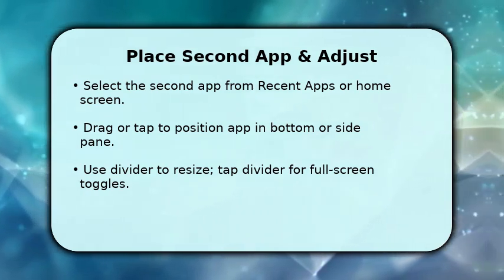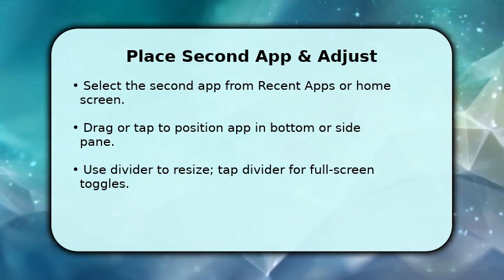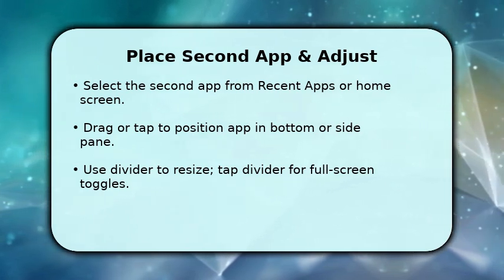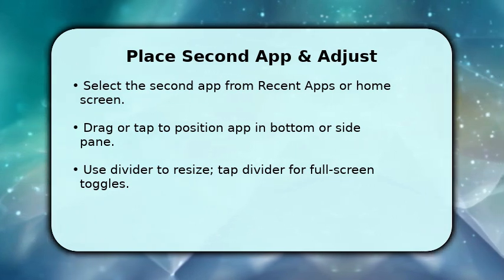Many Xiaomi phones let you tap an app icon to fill the other pane or drag it into place. You can switch orientation by rotating the phone or using gestures. Make sure both apps are responsive. Some video or banking apps may block split mode.